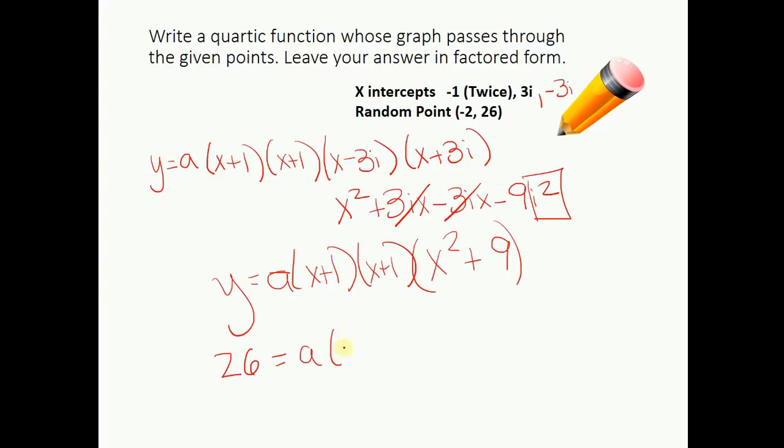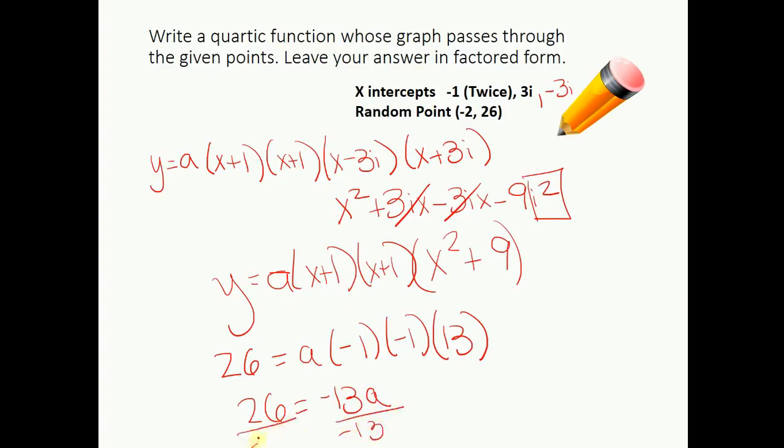So we got 26 equals a. Negative 2 plus 1, that's negative 1. Again, another negative 1. Then 4 plus 9, so that's 13. So I get 26 equals negative 13 times a. So let's divide. Looks like we're going to get a nice a this time. a looks like it's going to be negative 2.